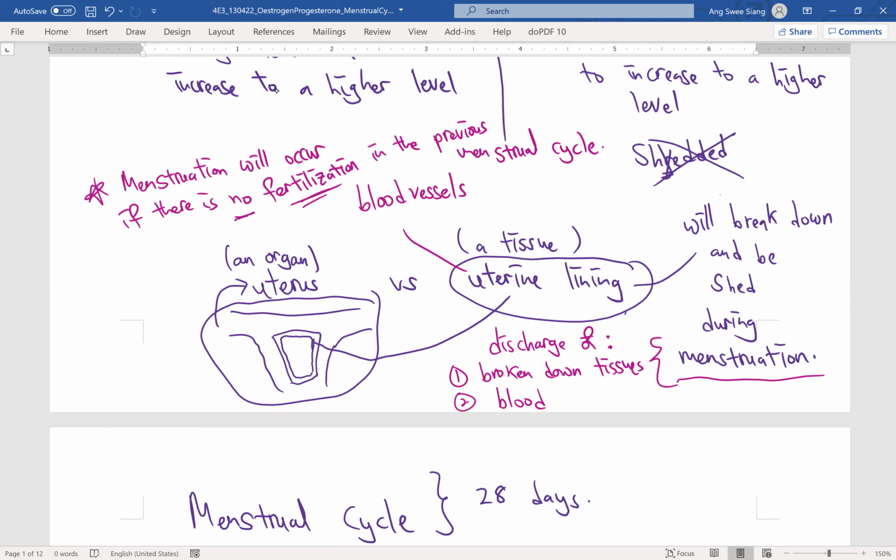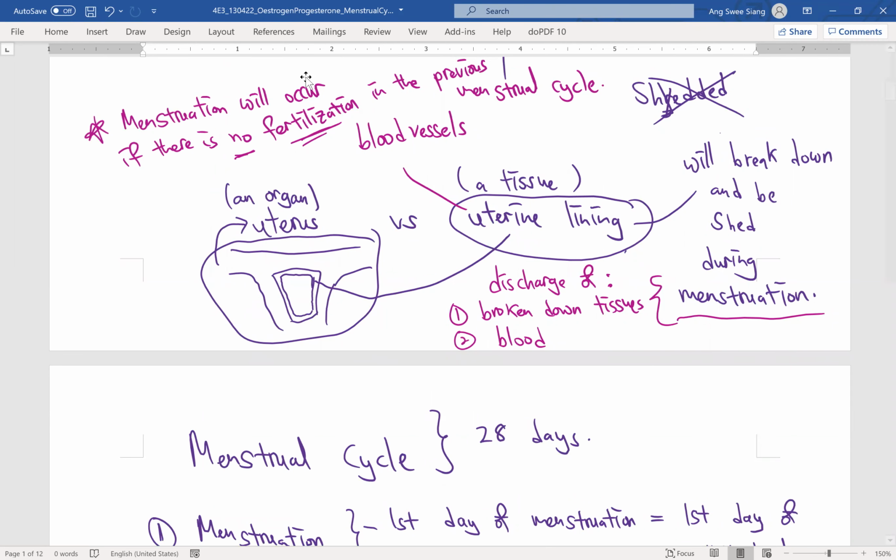Why am I talking about this? Because the discharge during menstruation will also contain the dead ovum. If the ovum is not fertilized, it will not be able to stay alive. It will also be discharged, together with the broken down tissue and blood during menstruation.